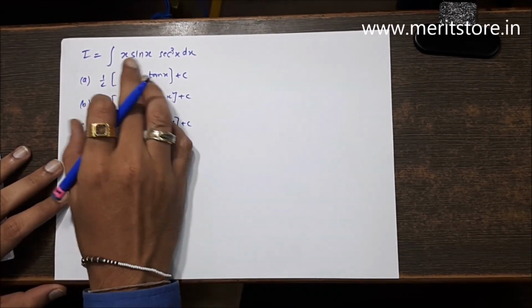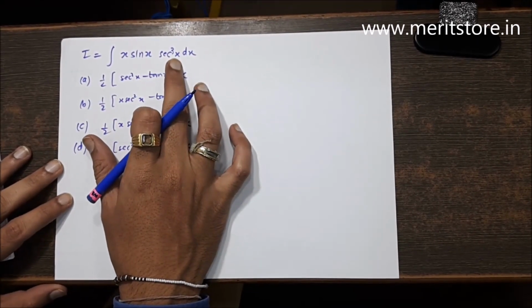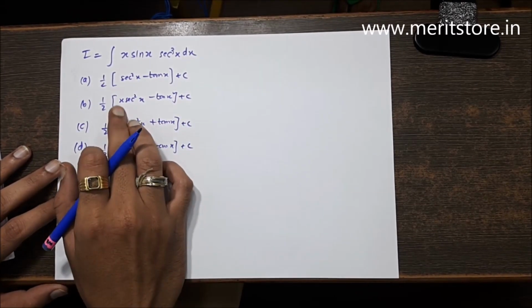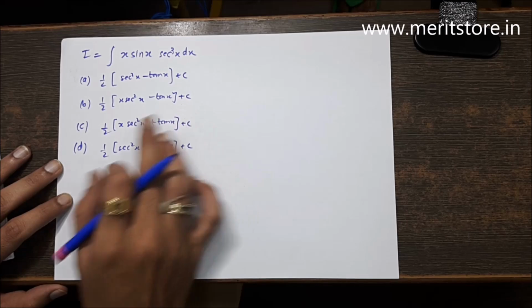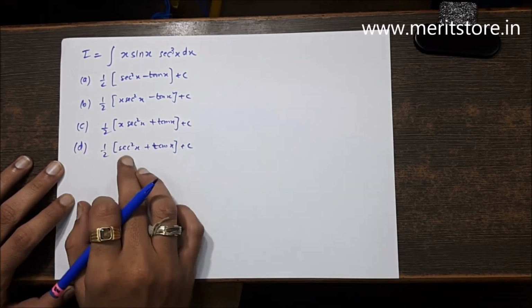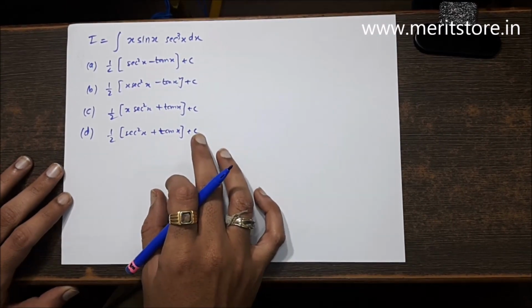Integral of x sin x sec cube x. Our options: half sec square x minus tan x plus c, half x sec square x minus tan x plus c, half x sec square x plus tan x plus c, half sec square x plus tan x plus c.